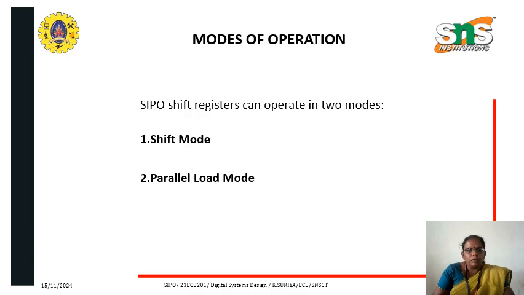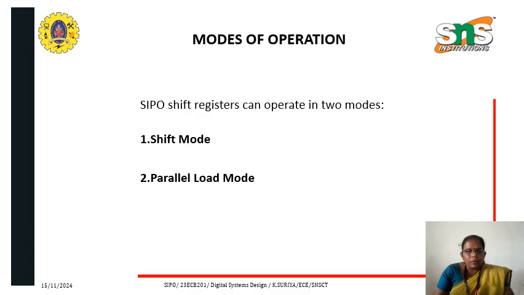Here there are two modes of operation. First is shift mode and then parallel load mode. In shift mode, the input data is serially shifted through the flip-flops. The data bit at the serial input enters the first flip-flop, while the existing data bits are shifted to subsequent flip-flops. This mode is useful when serial data needs to be processed sequentially.